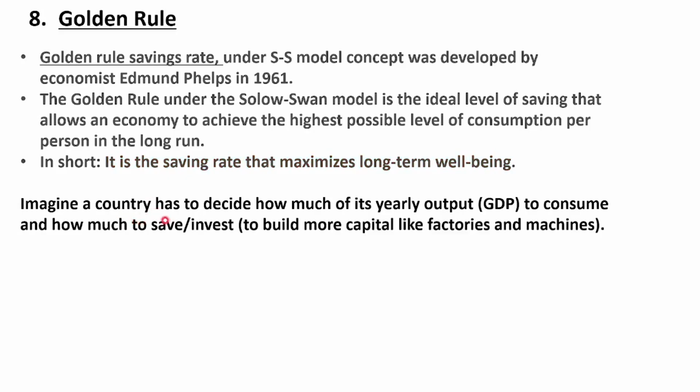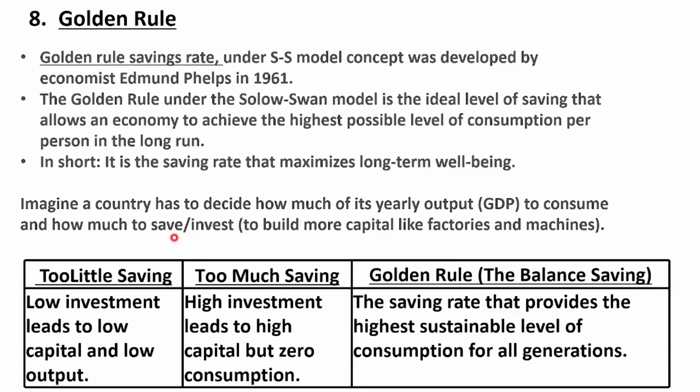So imagine a country has to decide how much of its yearly output to consume and how much to save or invest to build more capital like factories and machines. So then we have three conditions. The first condition is too little saving. So what happens when there is too little saving? There will be low investment. So low investment leads to low capital and low output.